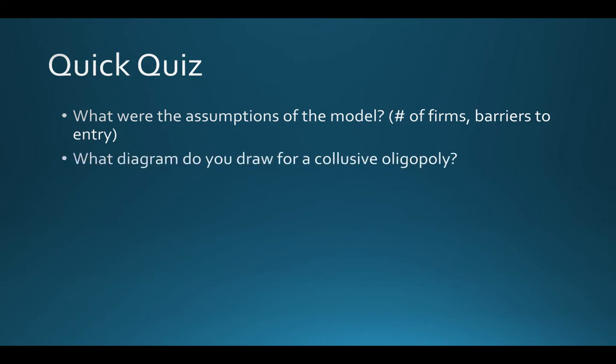What diagram do you draw for collusive oligopoly? Think about that for a moment. I want to show collusive oligopoly. What diagram do you draw? Did you figure it out? Yes, it's a monopoly. So monopoly is basically a single firm that decides to raise their prices and reduce the quantity. When two firms basically both decide to collude and raise the price, they're behaving like a monopoly. So you just draw a monopoly diagram.